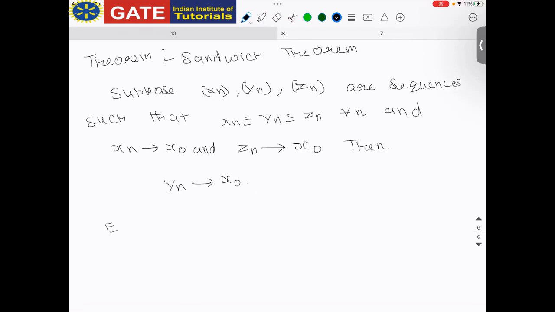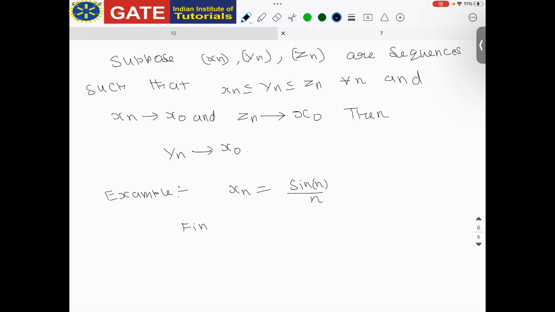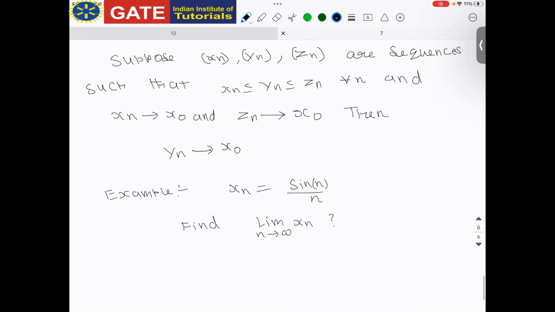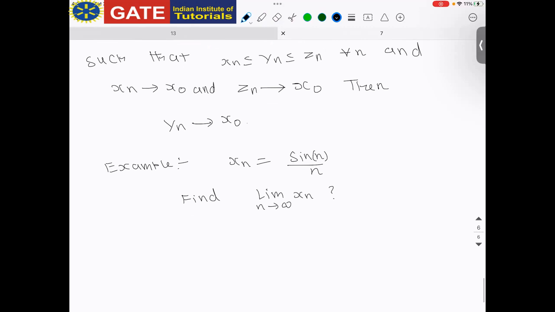Example, take xn is equal to sine of n by n. Find limit n tends to infinity of xn. So think about this question. You have to apply the sandwich theorem. I'm giving you 1 minute to try this. So think about this.